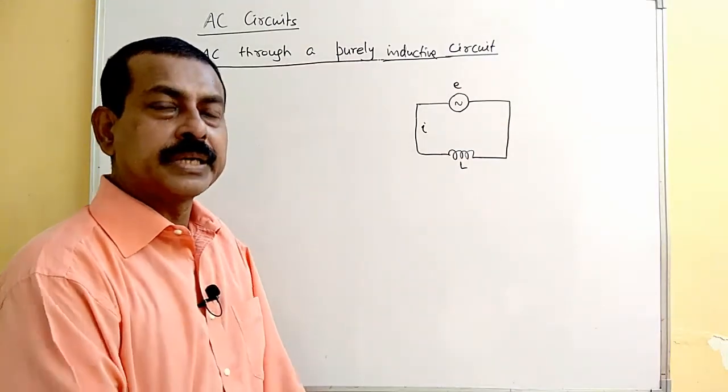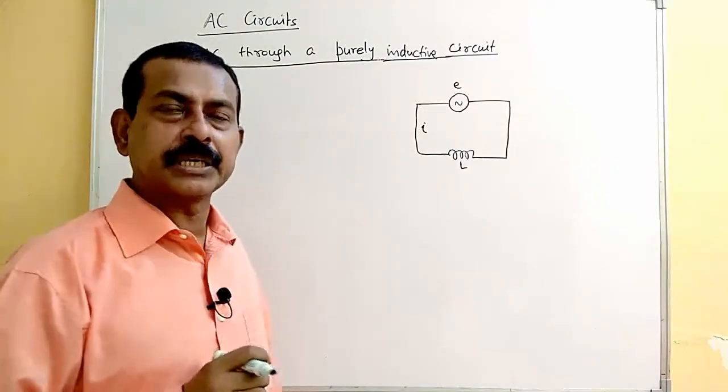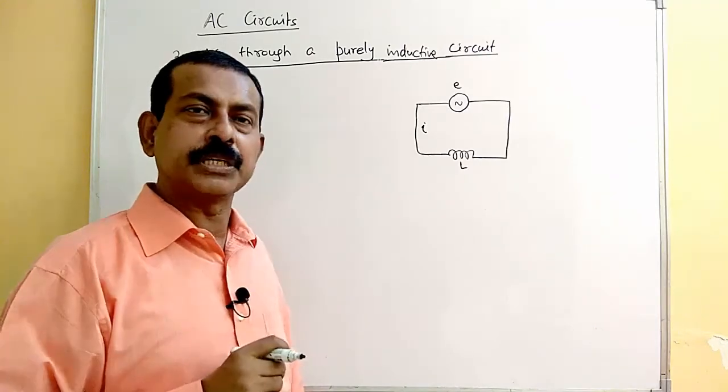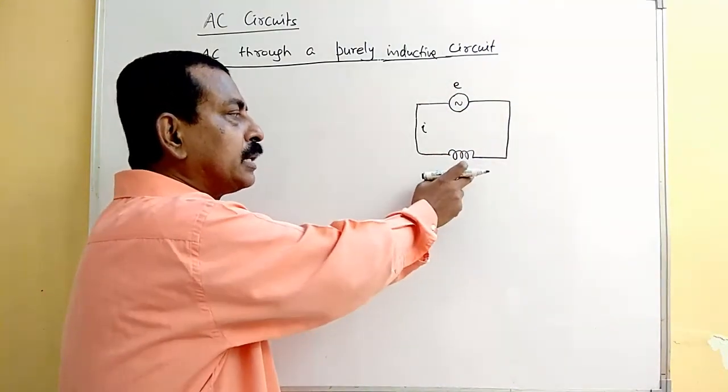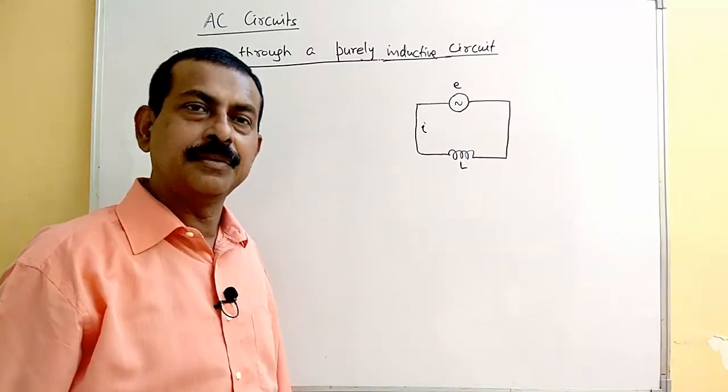Let's take the case of a purely inductive circuit, AC through a purely inductive circuit. So this time again we have the AC source connected to an inductor of inductance L.